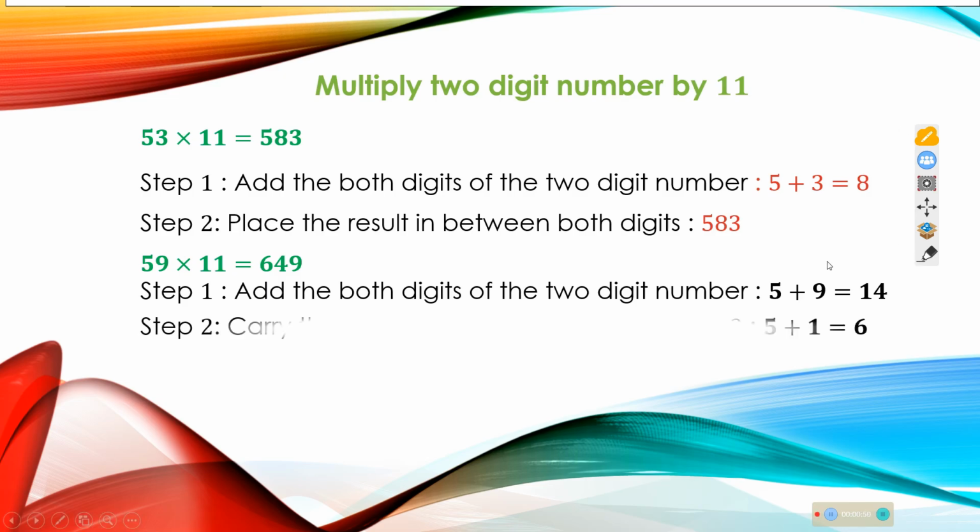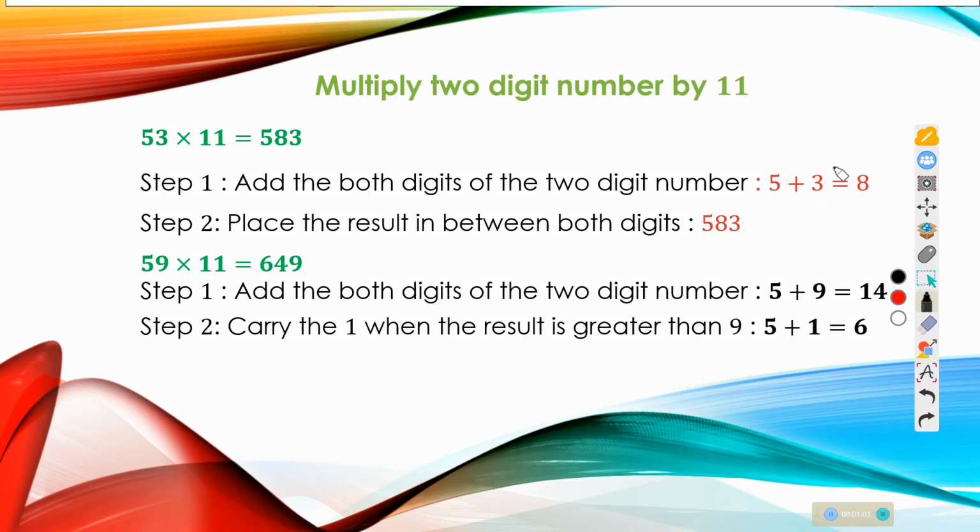So what do we do? You will carry the 1 when the result is greater than 9. In other words, you are having 5 and 9. When you add 5 with 9, you will get 14. So don't put 14 here. That one will be wrong. So what we do is the 9 will be maintained. Instead of writing 14, you will write a 4. Then you will carry this 1 into the 5. And you have that as 6. So that is the basic procedure that we follow when we are multiplying a two-digit number by 11.